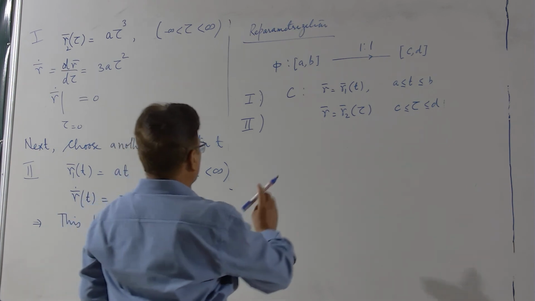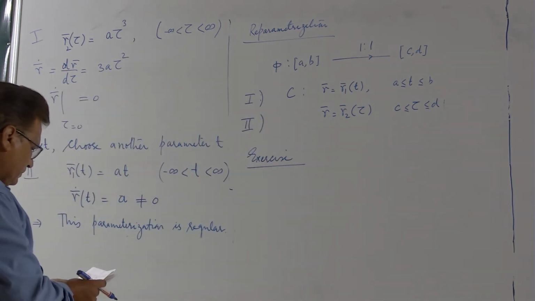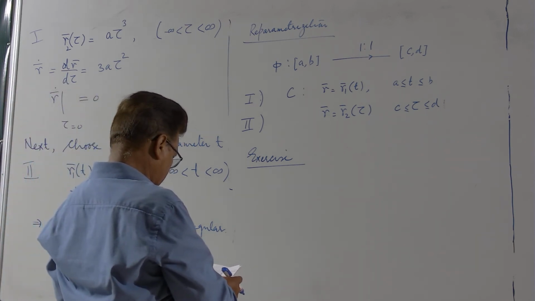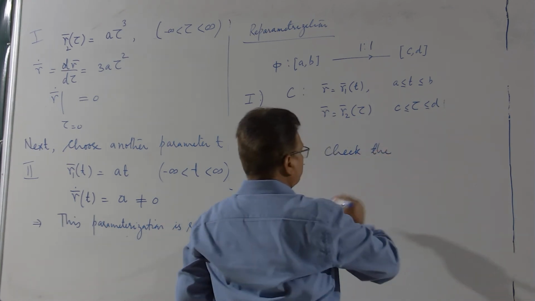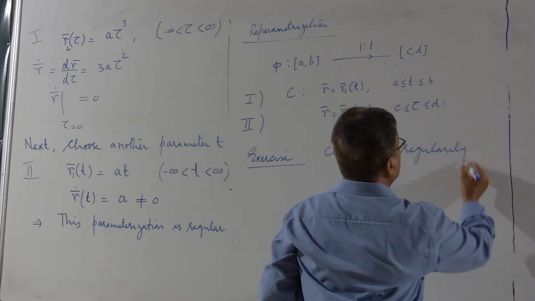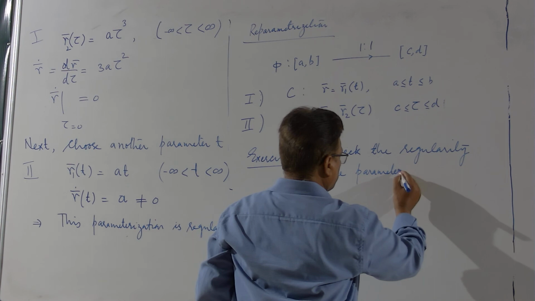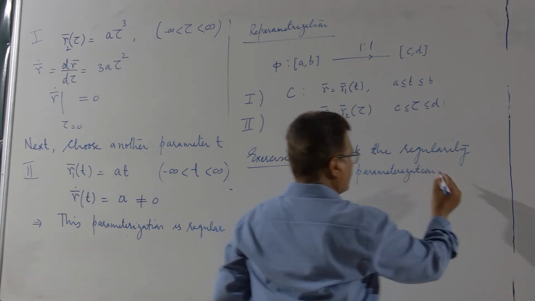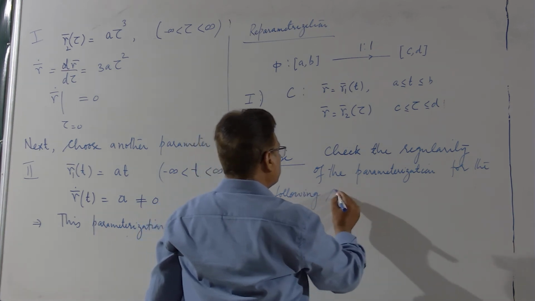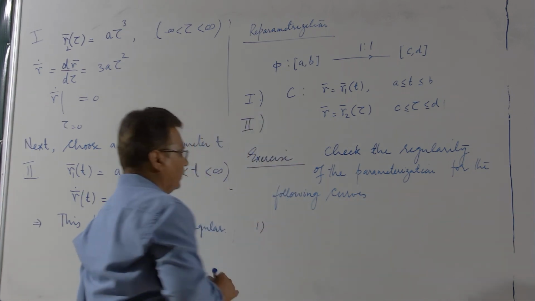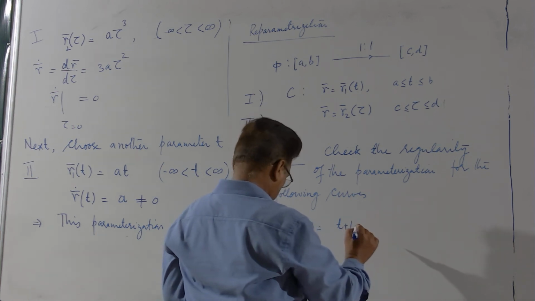Okay, so I will leave some exercises for you. Check the regularity of the parametrization for the following curves. Number 1, r of t equal to (t plus 1, t square plus 3).